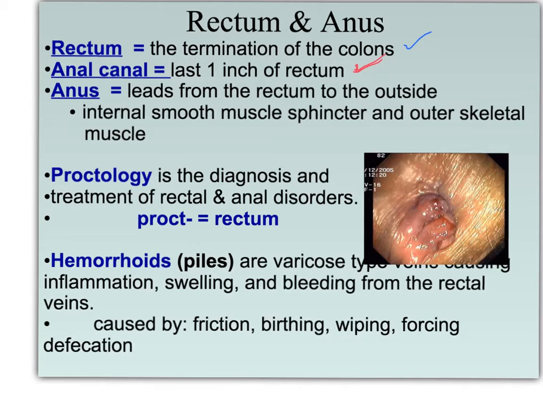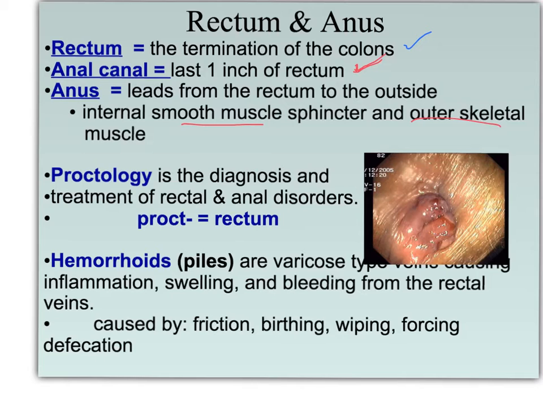That's the anal canal. And then the outside of it is called the anus, and we have 2 sphincters actually. The internal one, which is smooth muscle, which is not really in our control, and the outer one, which is skeletal muscle, which we do kind of control.